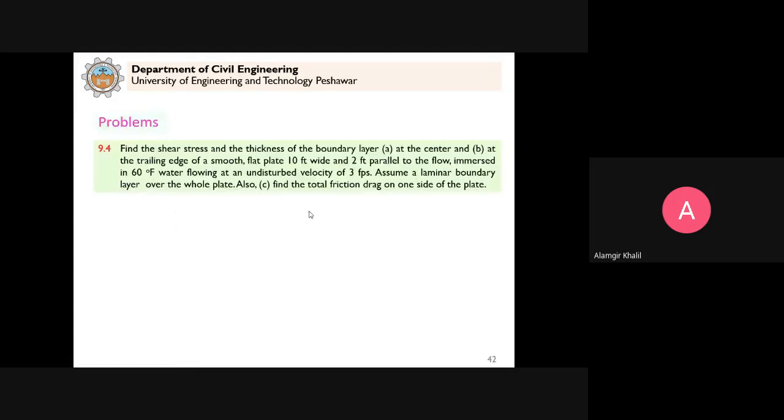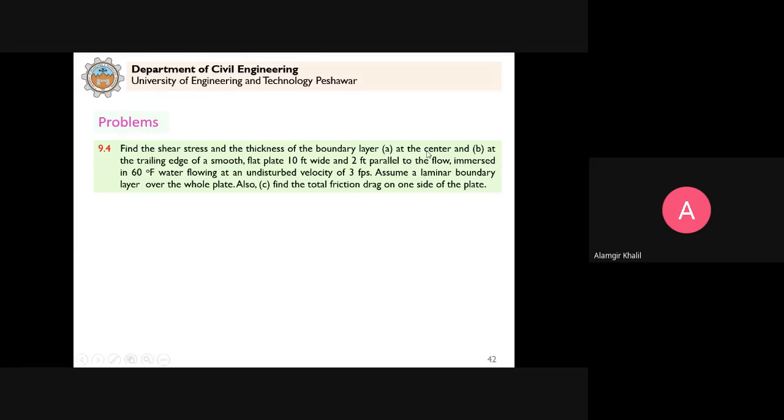Now we discuss a few problems to wind up this chapter. Although much can be discussed in this chapter, from the subject point of view, this much discussion is sufficient. Now we have this problem from the textbook. Find the shear stress and the thickness of the boundary layer.